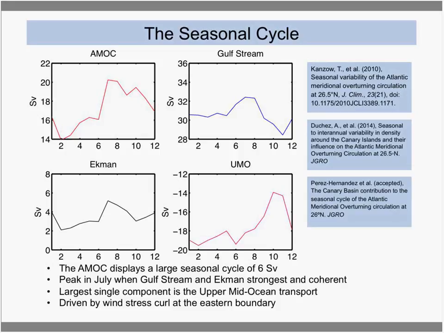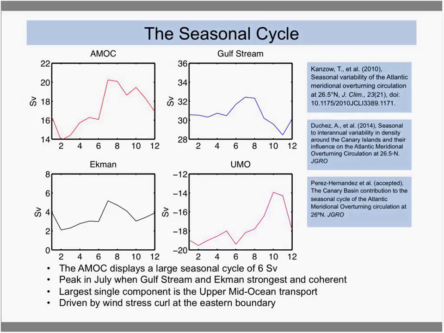The largest single component is the upper mid-ocean transport, and this is really driven from the eastern boundary, which was a bit of a surprise. You get a large seasonal cycle of 6 Sverdrups, 4 Sverdrups coming from the upper mid-ocean, and this is why eastern boundary wind stress curl.